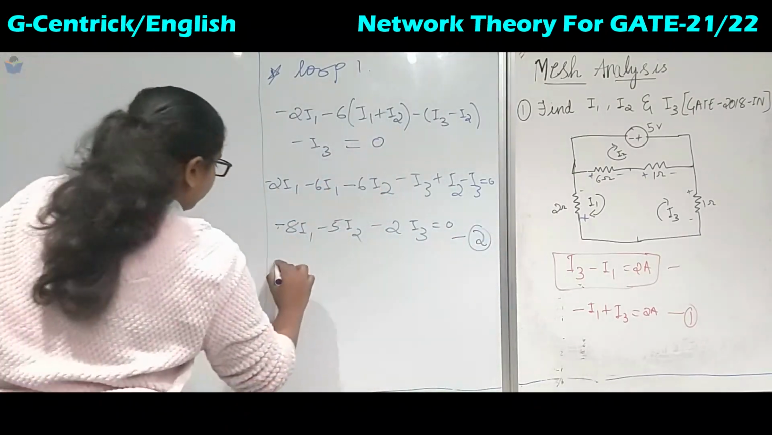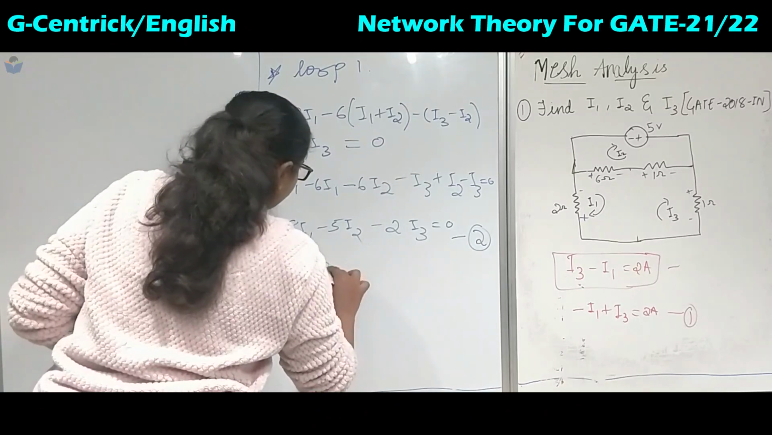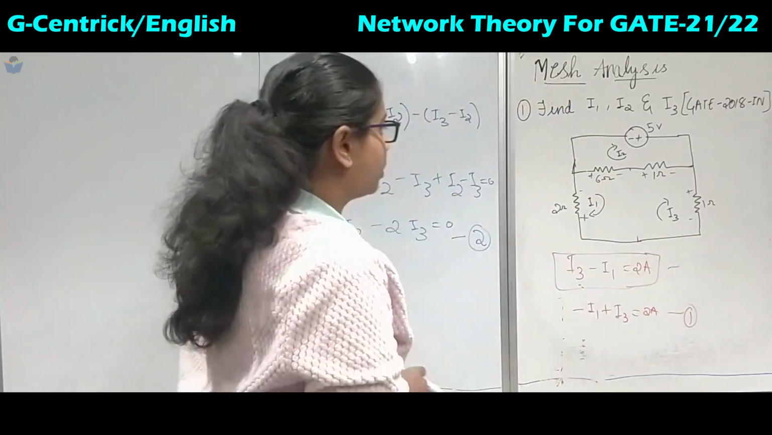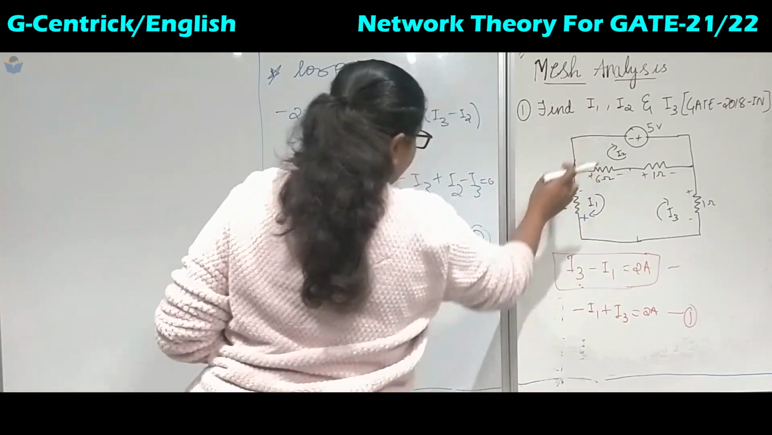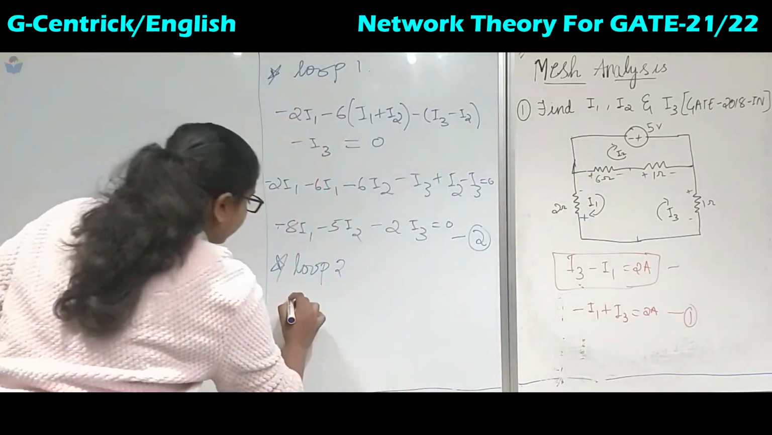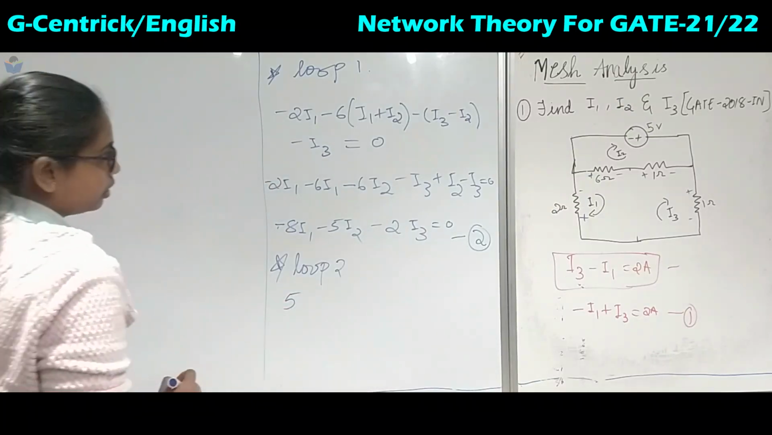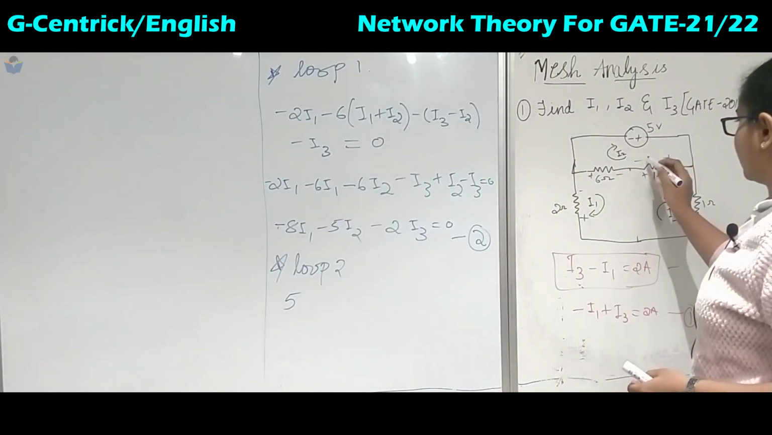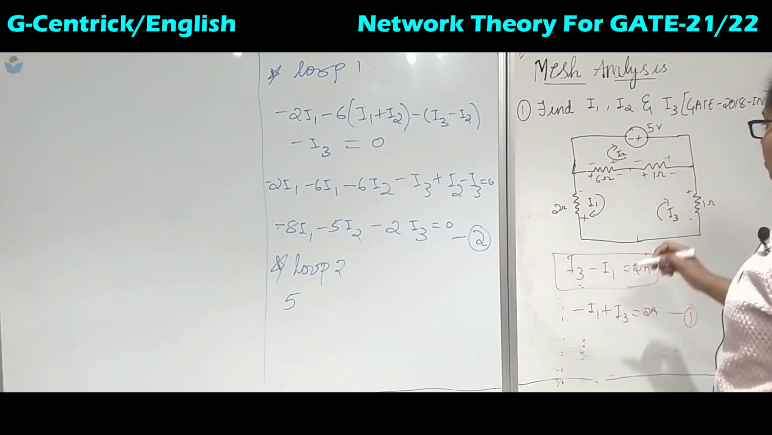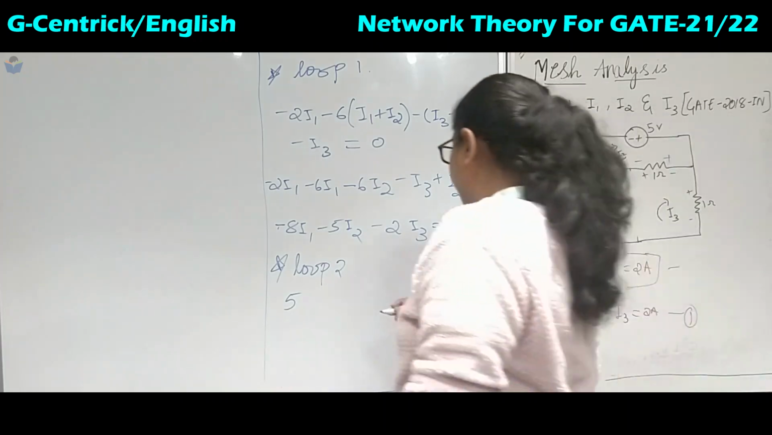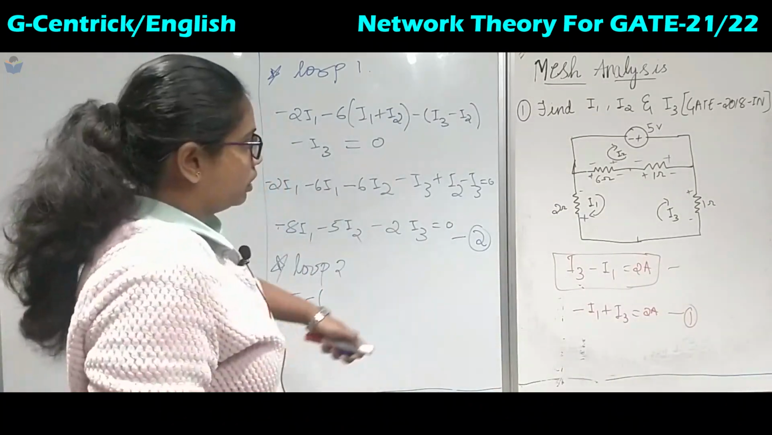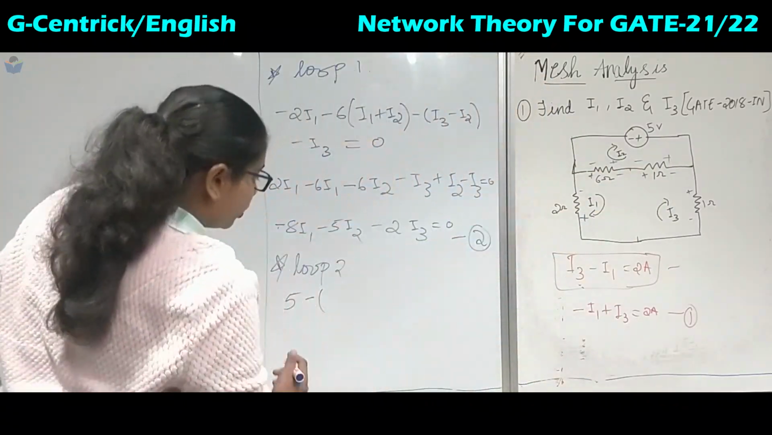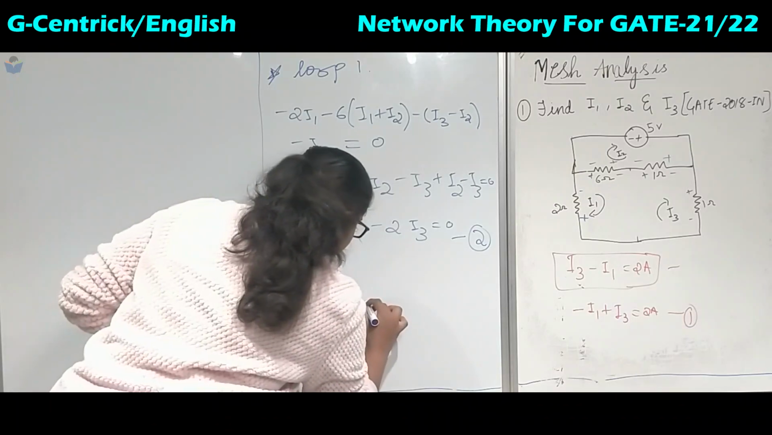Next, consider loop 2. This was for loop 1, where we wrote the equation for both the meshes simultaneously. Now coming to loop 2 for the I2 current, moving in that direction, you will get plus 5 volt. The current is now in this direction, so this will become plus and this will become minus. So this is minus 1 into I2 minus I3, since the directions of the I3 current and I2 current are opposite and I2 is dominating.